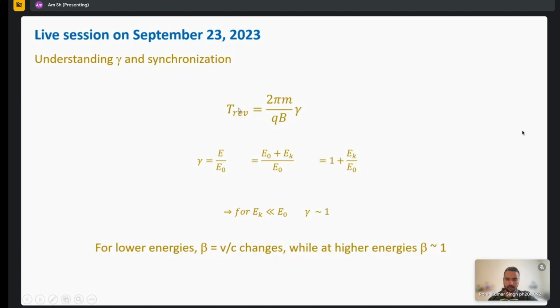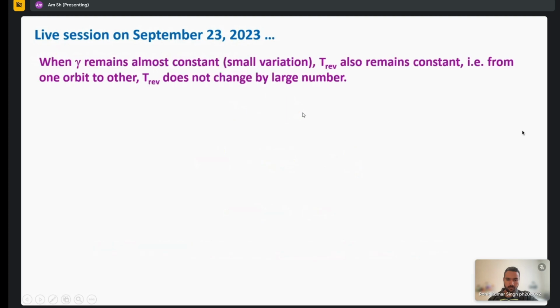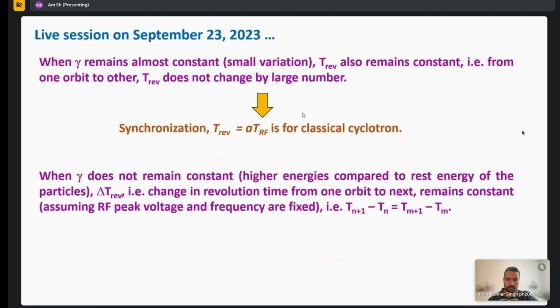what will be the change in delta T. Definitely delta T, these all quantities are constant. If we are not changing our applied magnetic field, then these quantities will remain constant and delta T will depend on delta gamma. And delta gamma is basically delta E. So delta T depends directly on the delta E in case gamma is changing, like in electrons. Electrons become relativistic at very low energies also.